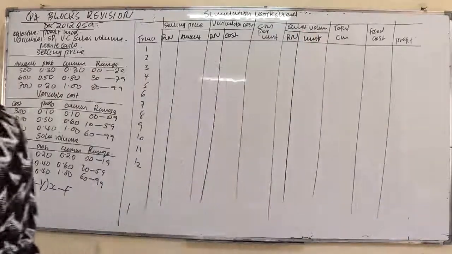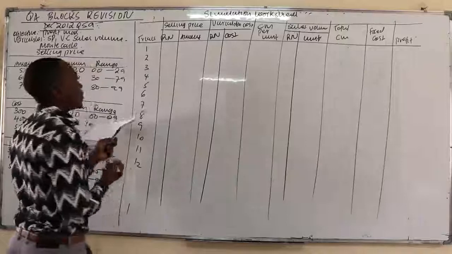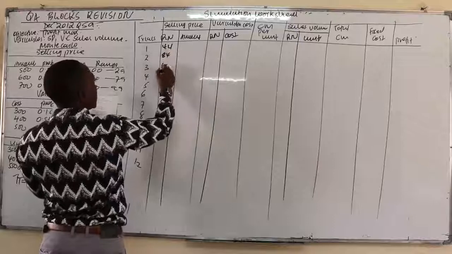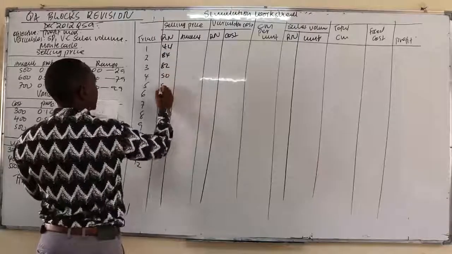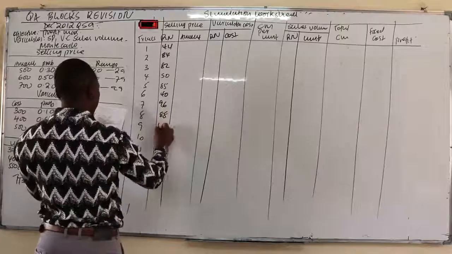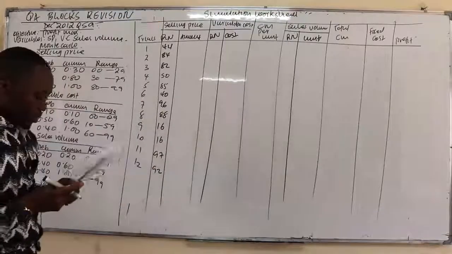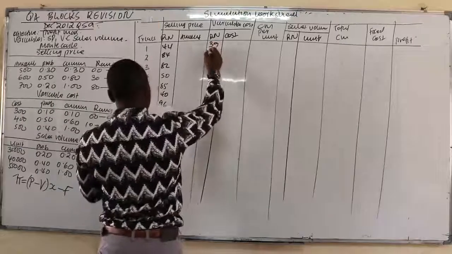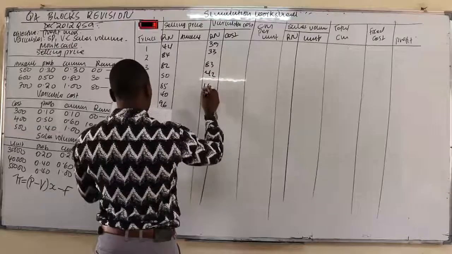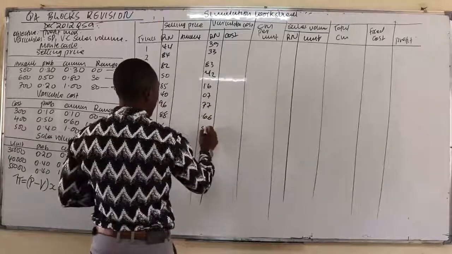So I want to do it halfway. Let's just do it halfway. So let's start with the random number for selling price. We are given the specific random numbers for selling price: 44, 84, 82, 50, 85, 40, 96, 88, 16, 16, 97, 92. Then for the variable cost, you have 9, 33, 83, 42, 16, 07, 77, 66, 50.